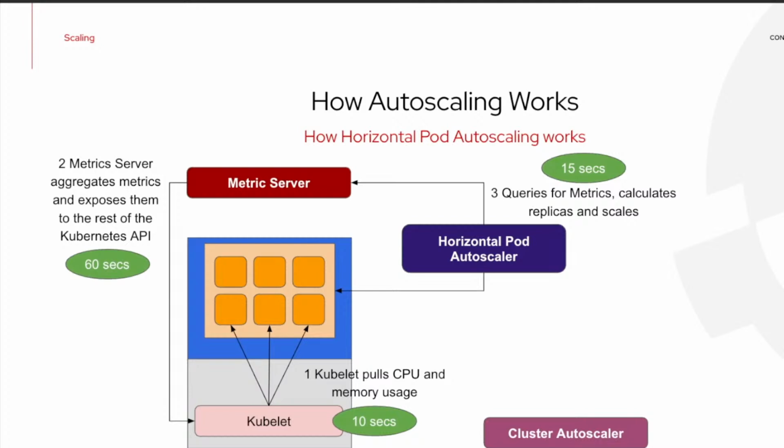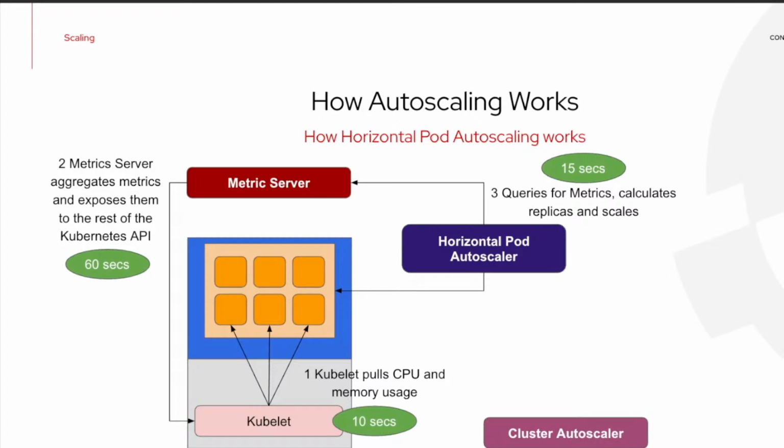In the worst case scenario, the horizontal pod autoscaler can take up to 1.5 minutes to trigger the autoscaling. You can add these up: 10 seconds, 60 seconds plus 15 seconds, roughly around 1.5 minutes. Okay, let's think. Now the horizontal pod autoscaler wants to create another pod, but your node does not have resources. In that case, the cluster autoscaler comes into the picture.